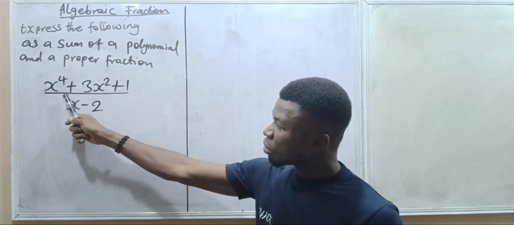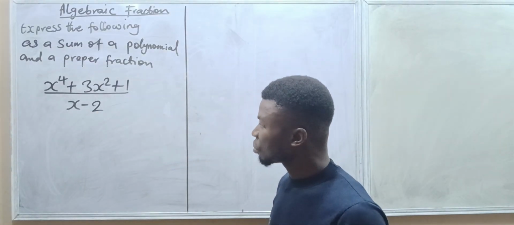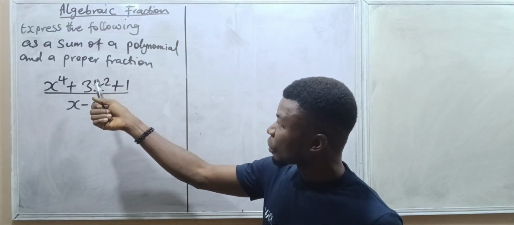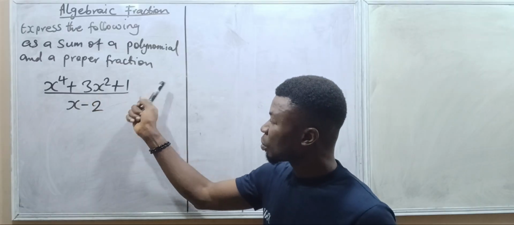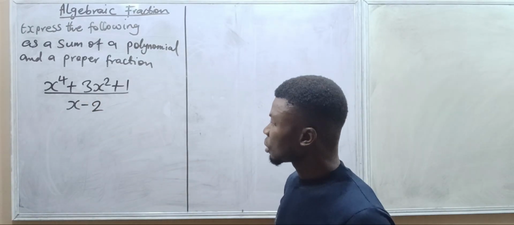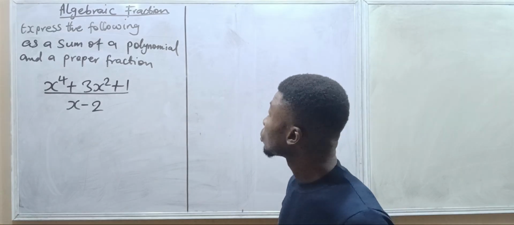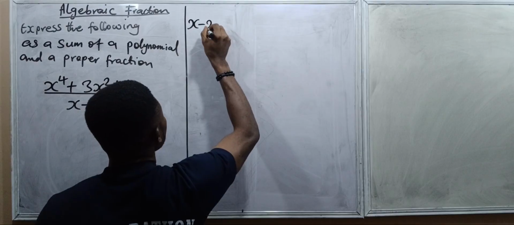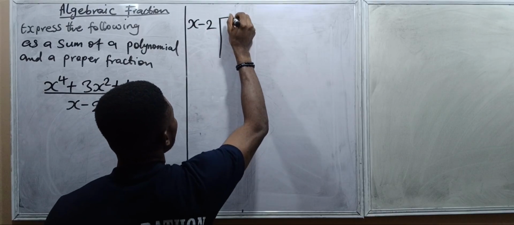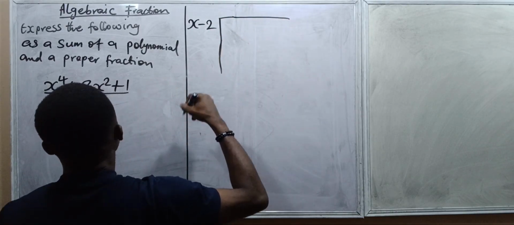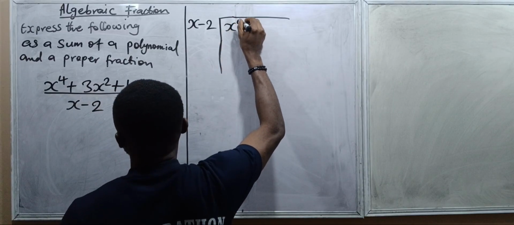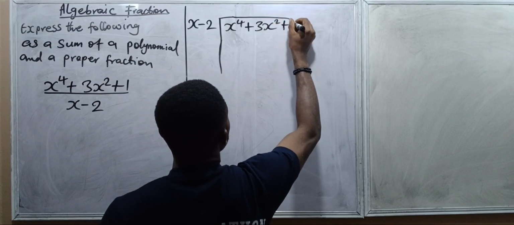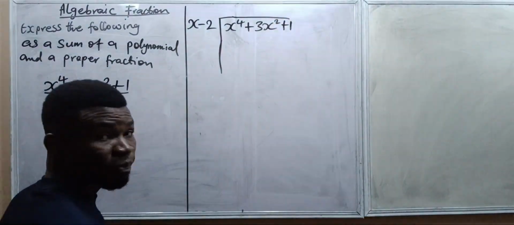If you look at this one, the degree of the numerator is bigger than the degree of the denominator. So we call this one an improper fraction. And then we're asked to express it as a sum of a polynomial and a proper fraction. Like what I said in the last class, we use the long division method. So we have outside the divisor x minus 2, and then inside we have x to the power 4 plus 3x squared plus 1, right?